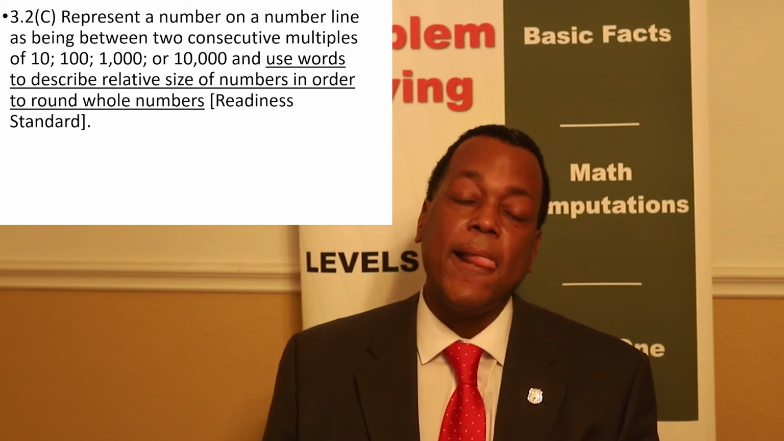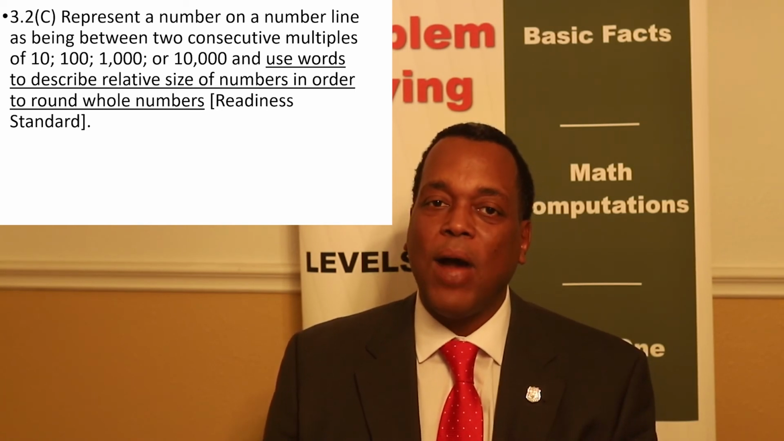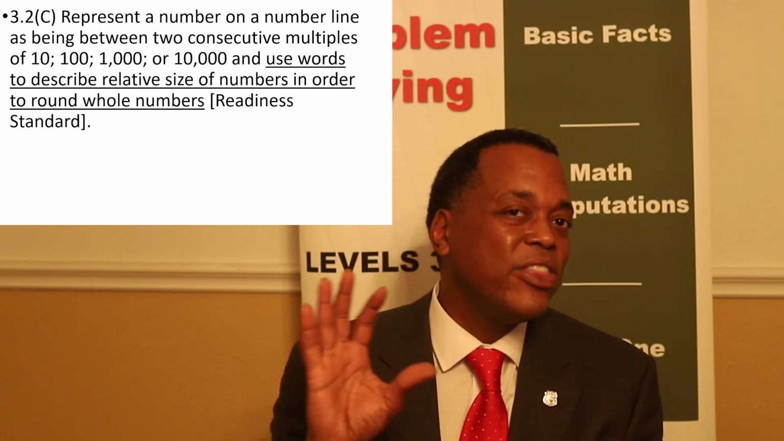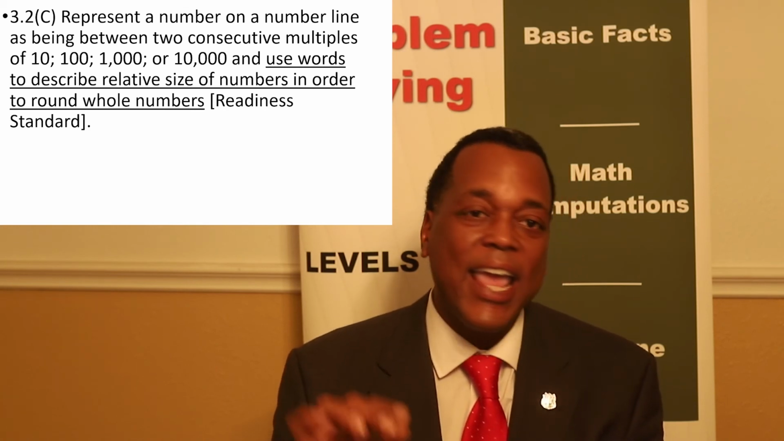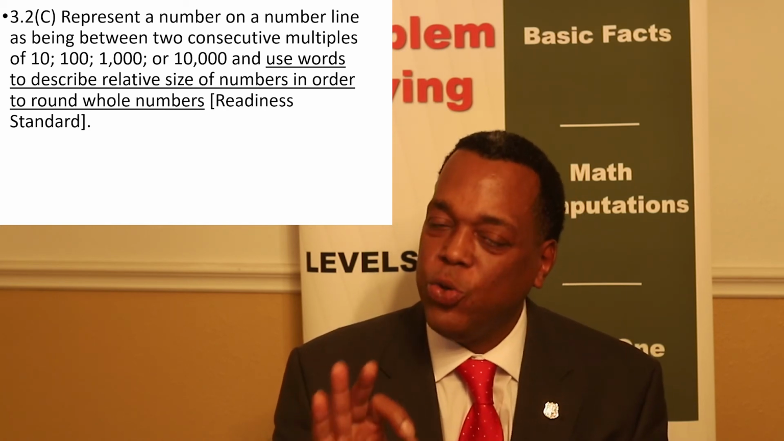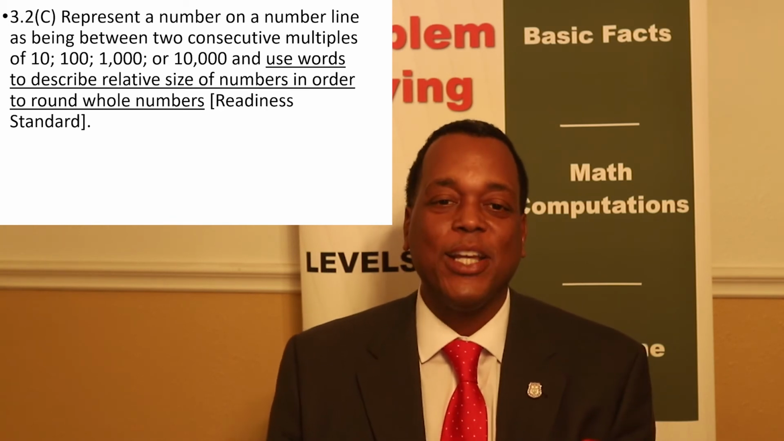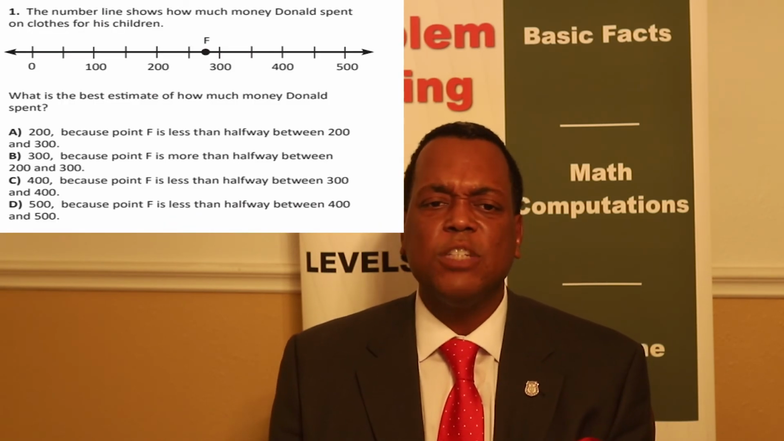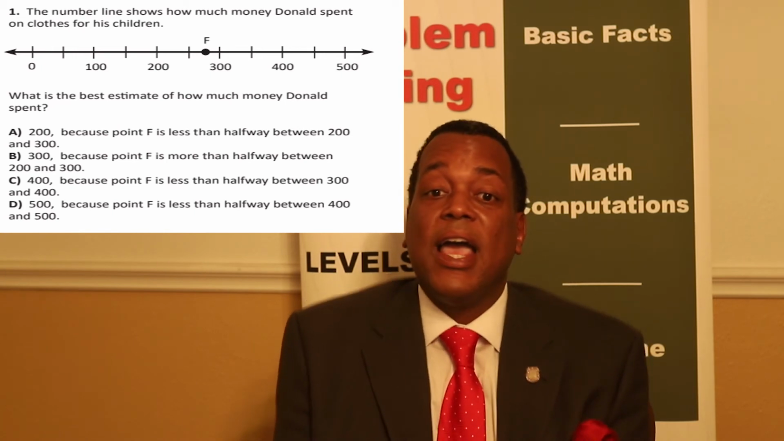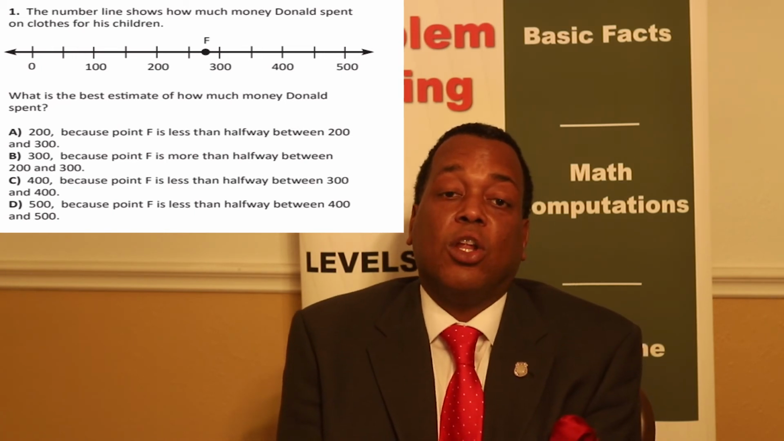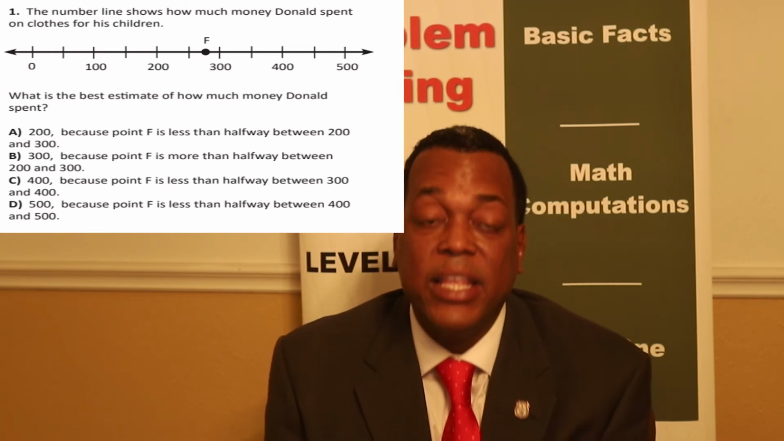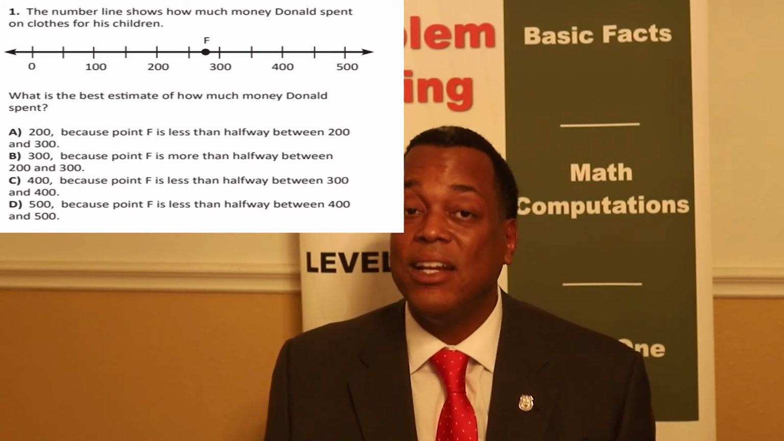Now, on the next slide, I'm going to show you an example of a problem that shows what this full standard looks like and how many words you have to recognize and understand in order to get a problem like this one right. Now, look at this problem. It states the number line shows how much money Donald spent on clothes for his children. And you see the number line, and we see point F, and we have to identify point F.